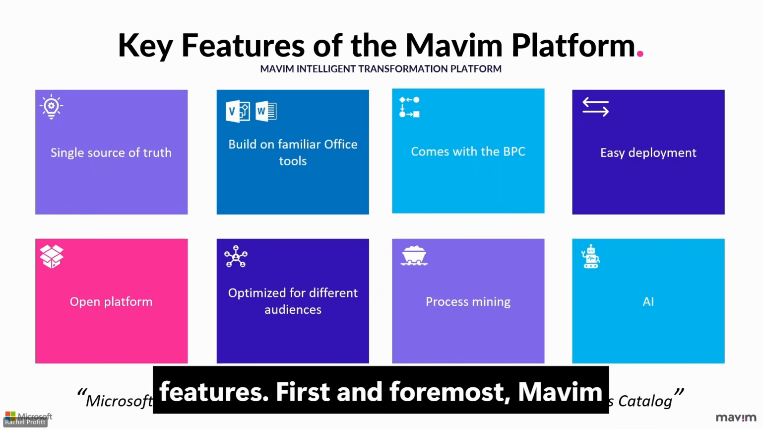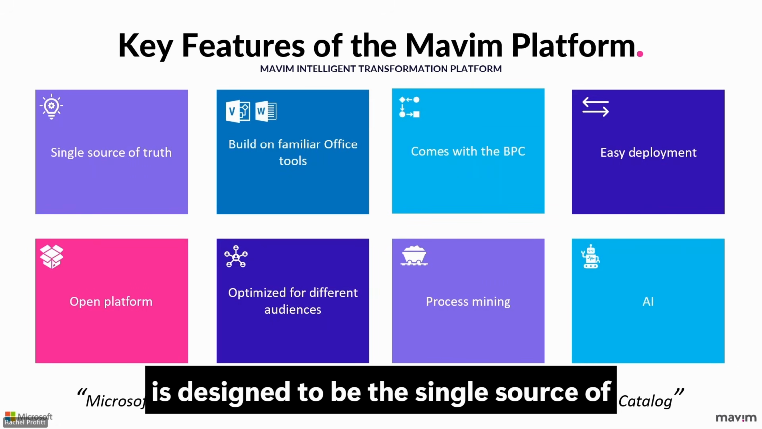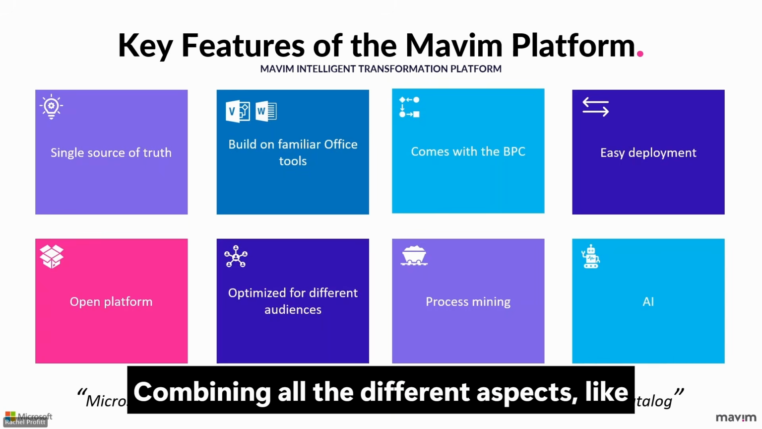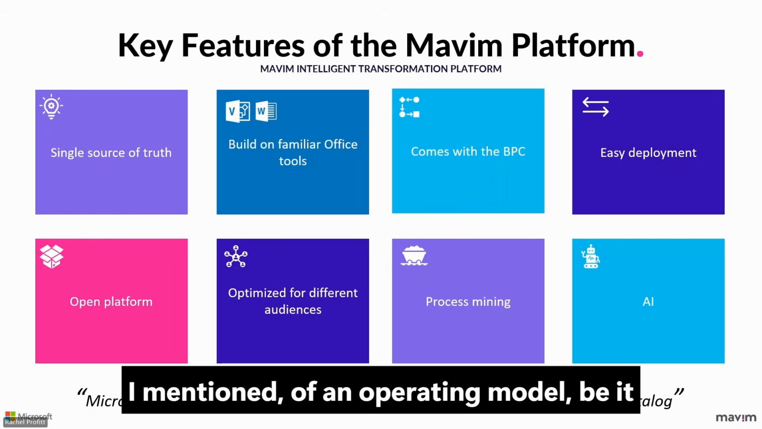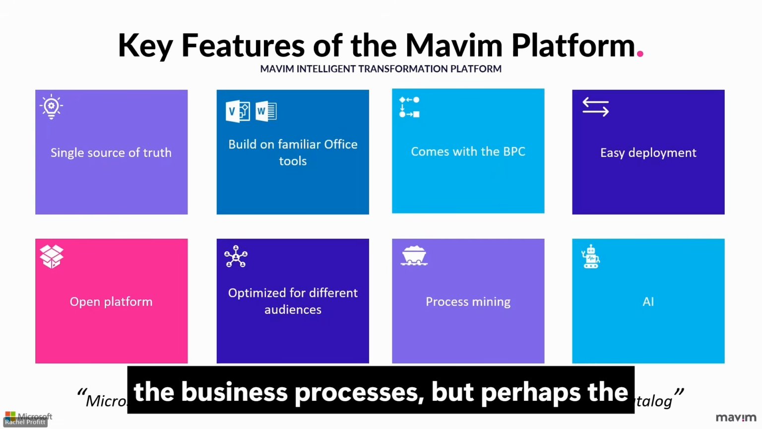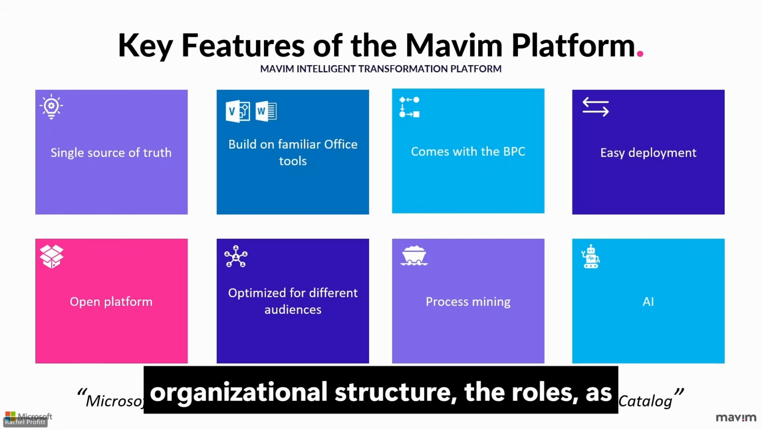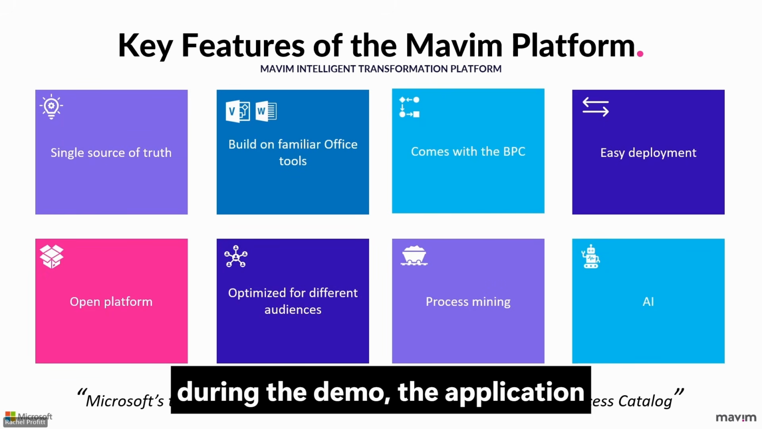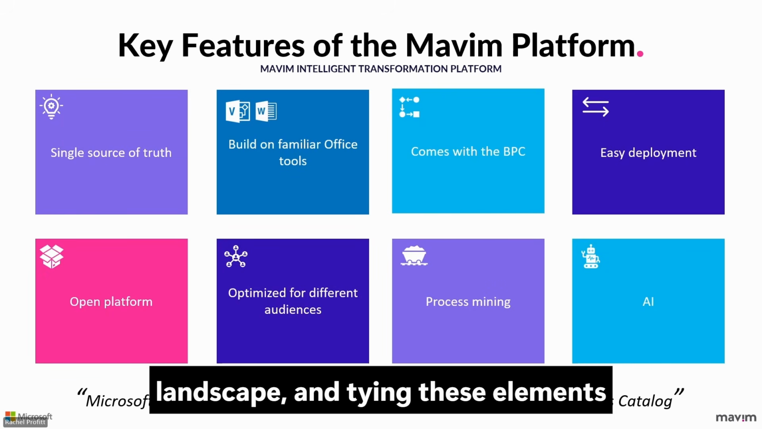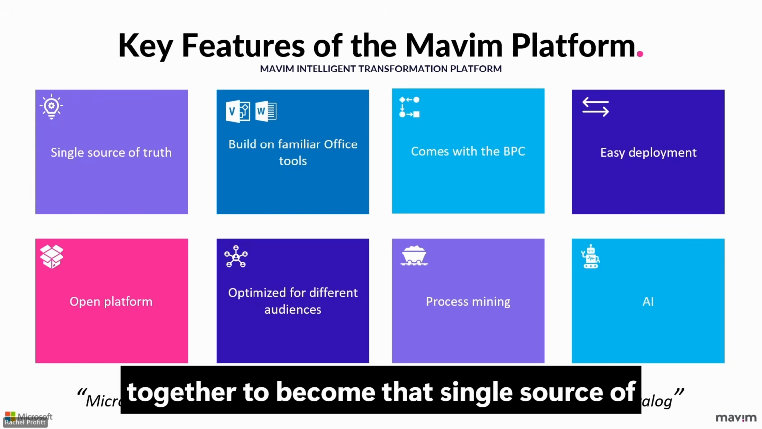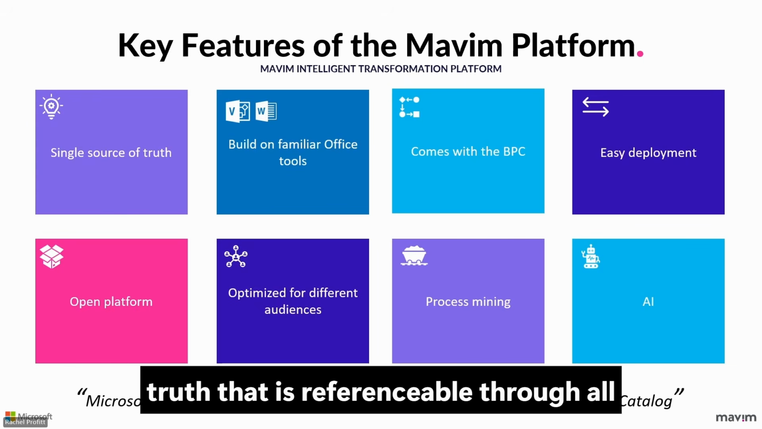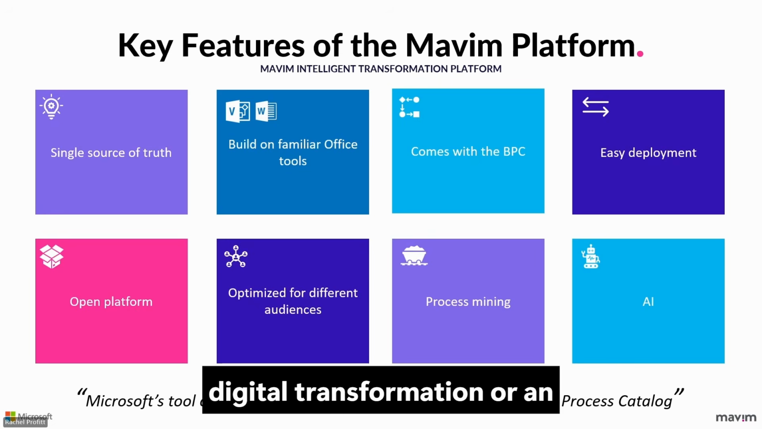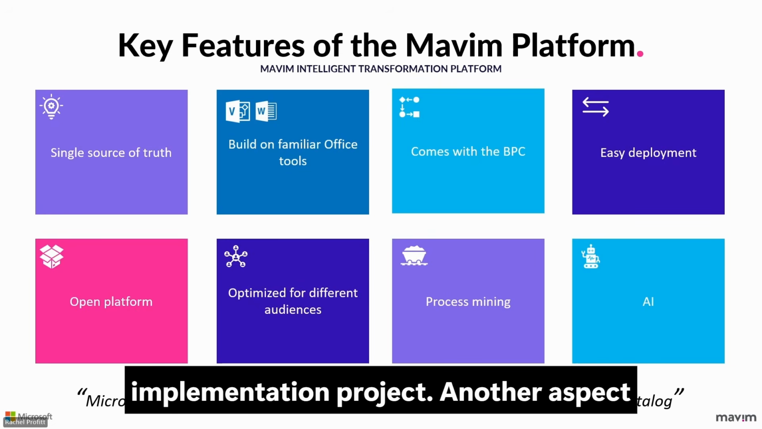First and foremost, Mavim is designed to be the single source of truth, combining all the different aspects, like I mentioned, of an operating model, be it the business processes, but perhaps the organizational structure, the roles, as we will see in some of the examples during the demo, the application landscape, and tying these elements together to become that single source of truth that is referenceable through all the other aspects of, for instance, a digital transformation or an implementation project.